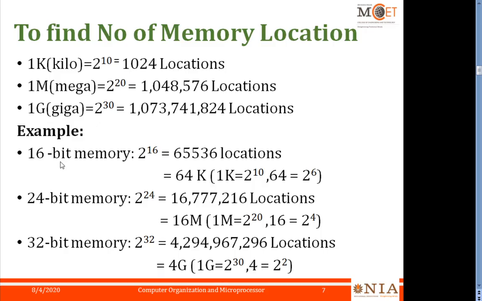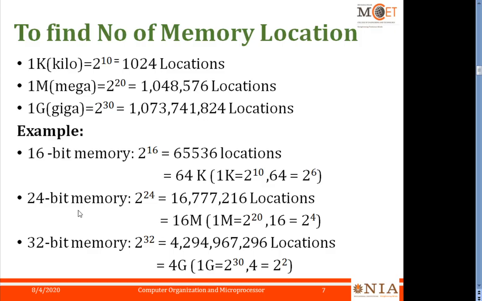For example, if I have a 16-bit memory address, then 2 power 16 is equal to 65,536 locations. We can represent this as 2 power 10 into 2 power 6. 2 power 10 is 1K and 2 power 6 is 64. So 64 into 1K gives us 64K.